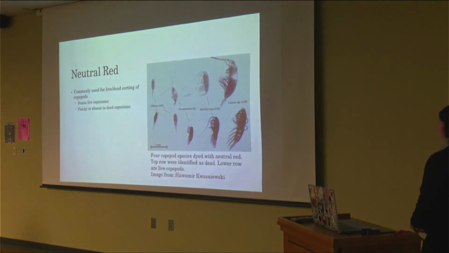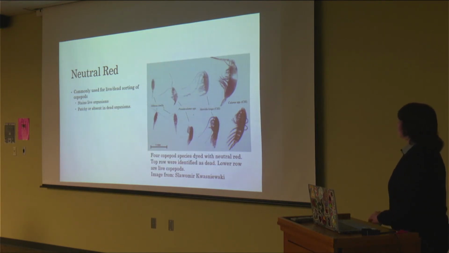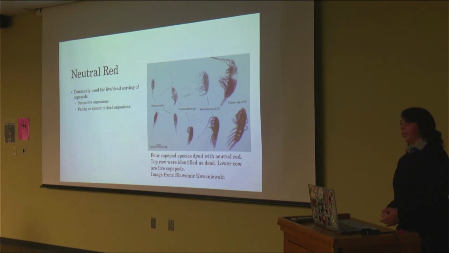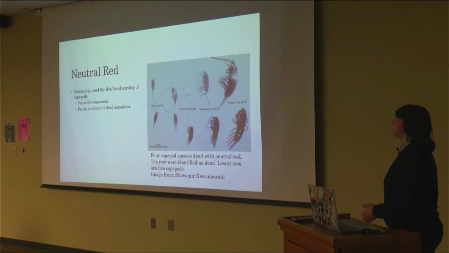Our next stain is neutral red. This is commonly used for live-dead sorting as well. It only stains the live organisms. It's patchy or absent on any dead ones, so that's pretty opposite of our rose bengal stain. This was also another one we had on hand and wanted to try out. There wasn't a lot of literature, as far as we could see, on how it affected DNA, so we were curious to see what it would do.